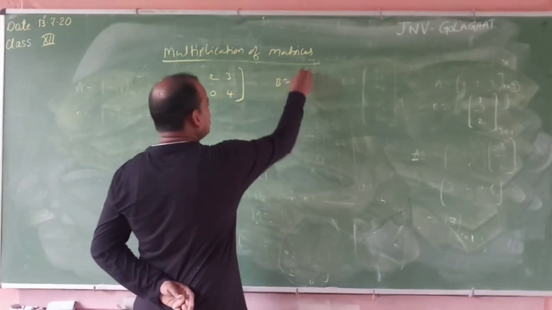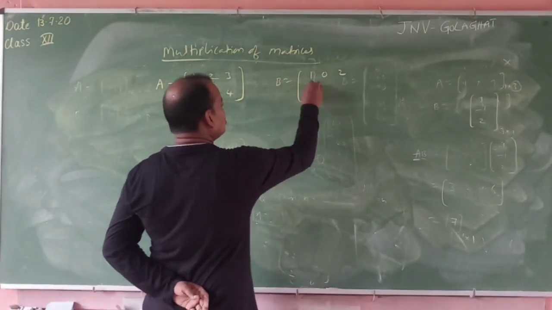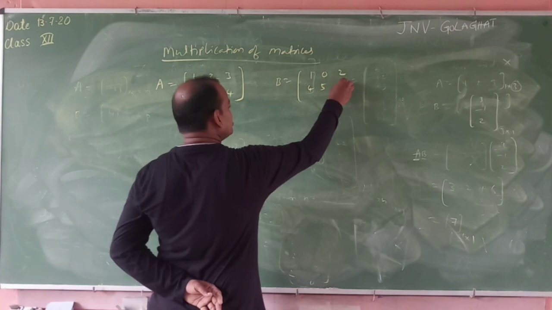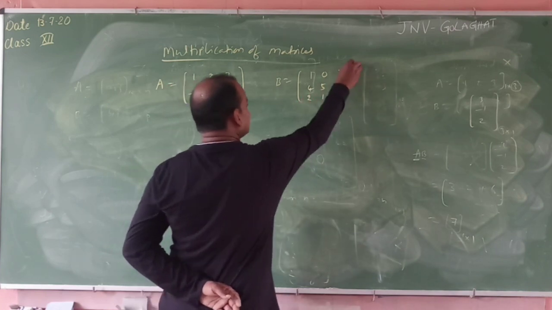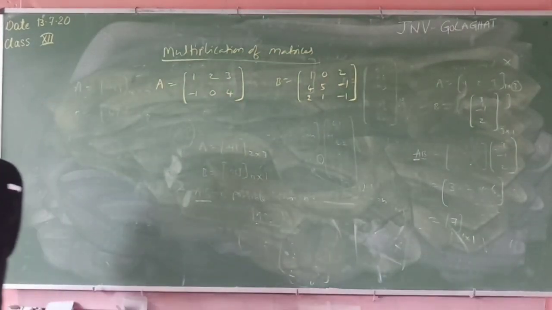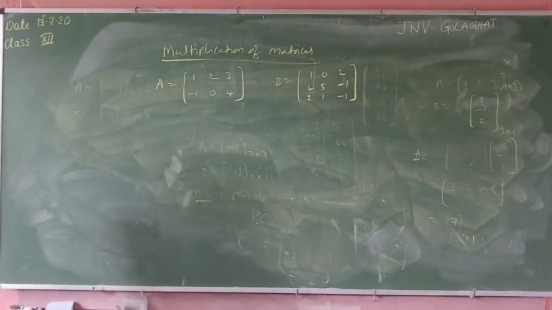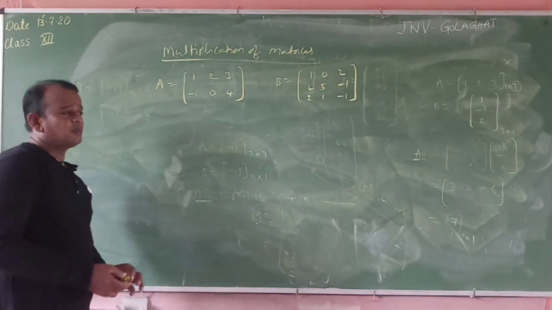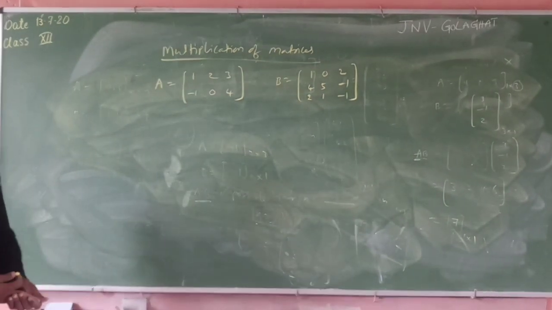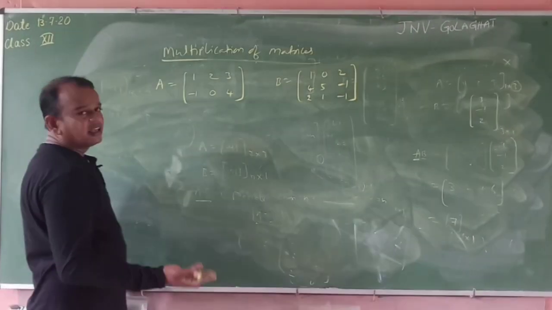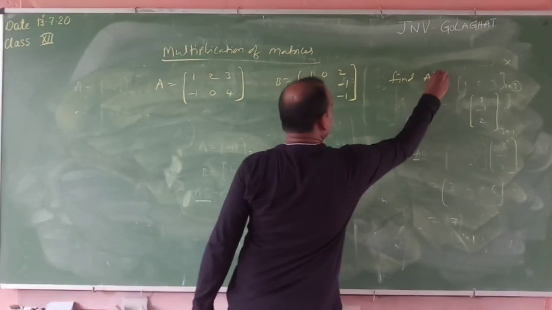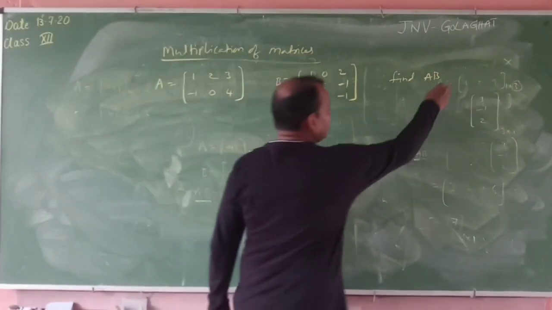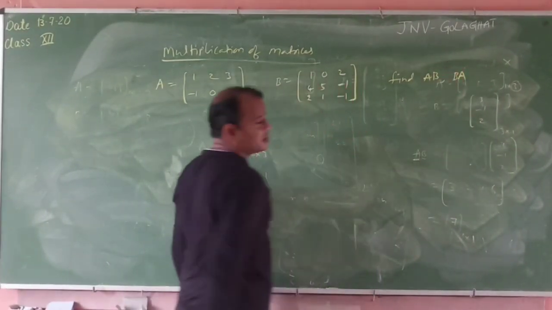Suppose B is equal to 1, 0, 2, 4, 5, minus 1, 2, 1, minus 1. Is the product AB possible? If possible, you will find the product of AB. Is product AB possible or not? How to find? First we think the product AB is possible. Find AB first, suppose. What is the question? Find AB and BA. First, is it possible or not?